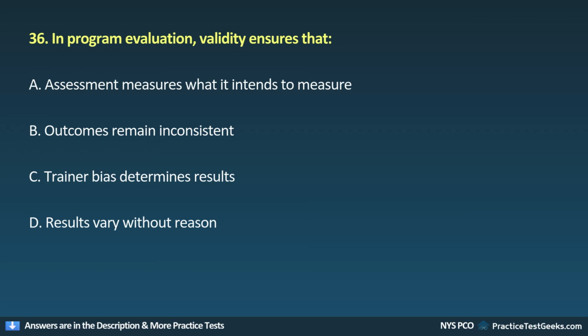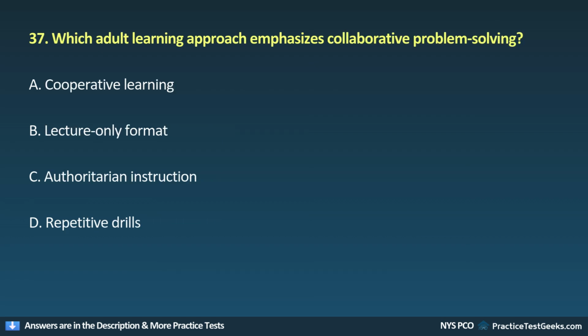36. In program evaluation, validity ensures that: A. Assessment measures what it intends to measure. B. Outcomes remain inconsistent. C. Trainer bias determines results. D. Results vary without reason.